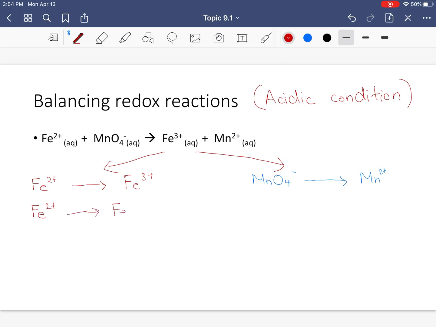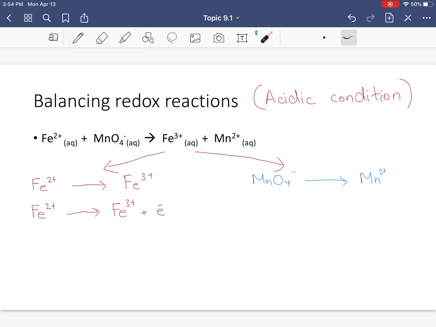I'm going to add electrons to the right side. Now, why did I do that? If you look at the left side, it is +2. If you look at the right side, it is +3 minus 1. Hey, isn't it +3 minus 1 plus 2? There you go. The charges are balanced.